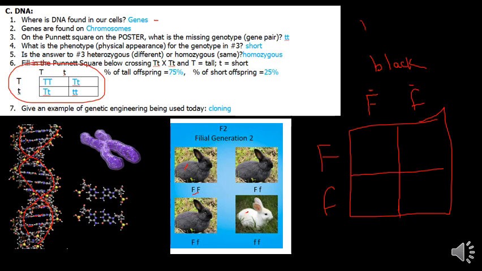The phenotype is the physical appearance. It has the gene for the white fur, but it's not going to show up because as long as that dominant trait is there, that's what's going to show up. So we had a black furred mama rabbit, and we also have a black furred daddy rabbit because it also has the dominant trait there.